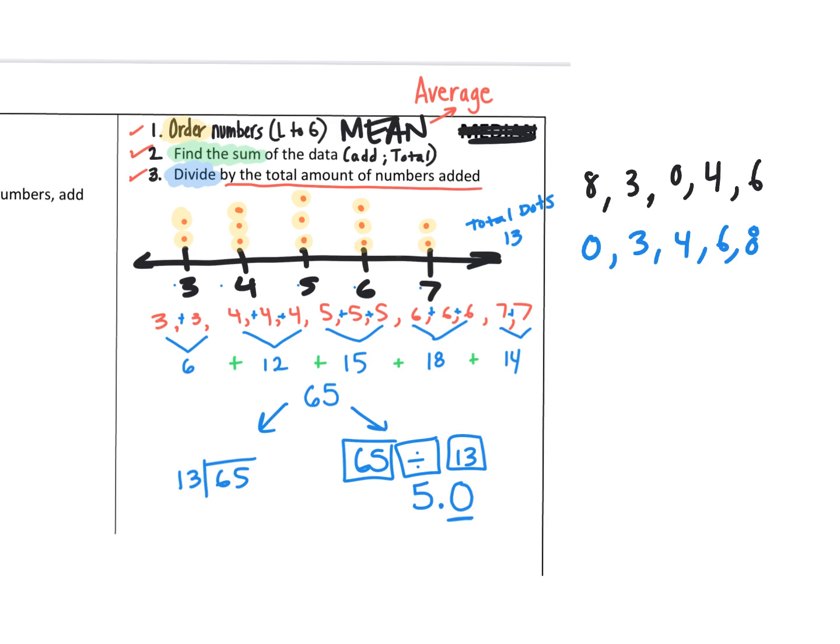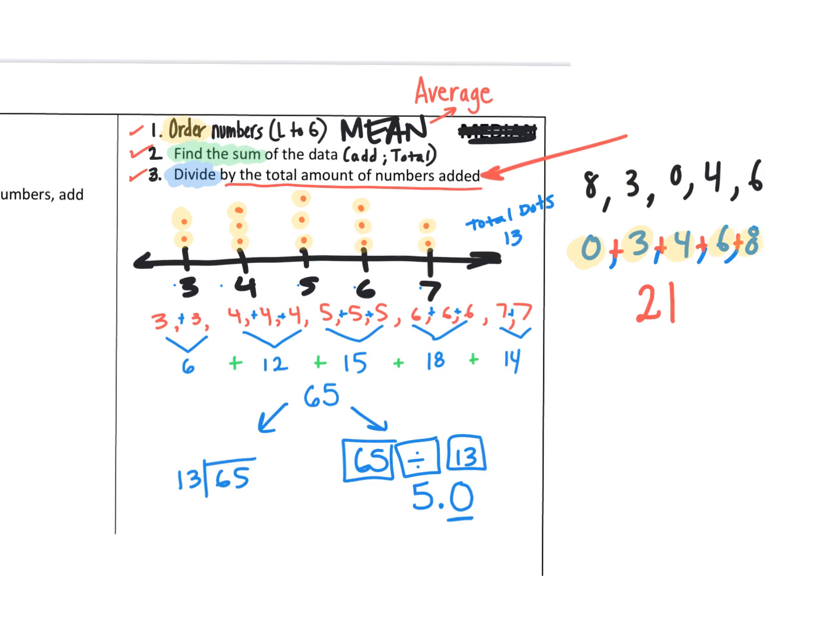Step 2 says find the sum, or literally add them up. Well, this isn't a big amount, so I can just put them all in my calculator like this. Okay, I'm going to literally put them in my calculator. 0 plus 3 plus 4 plus 6 plus 8. Oh, cool, I got 21. Okay. My next step, step number 3 says divide by the total amount of numbers added. Oh, okay, so I need to figure out how many numbers I added. I added 1, 2, 3, 4, 5.